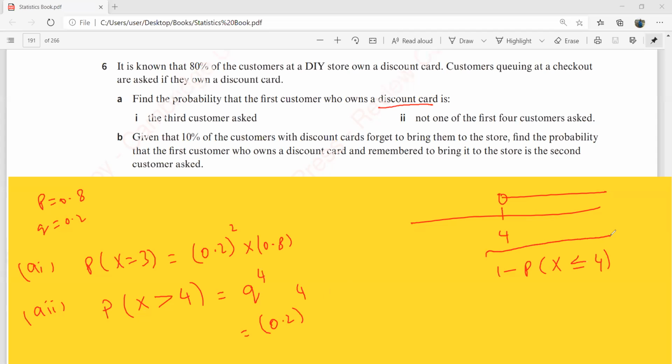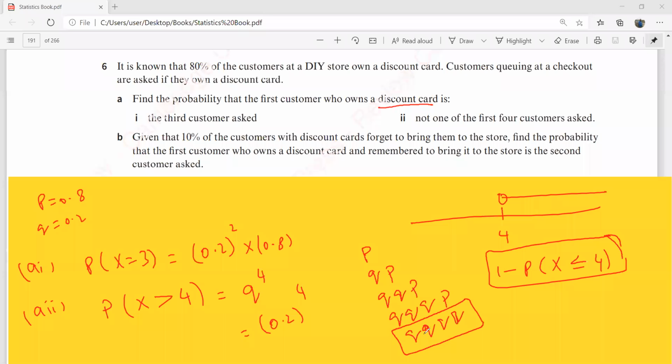We have done that, beta, because this is 1 minus probability X is less than or equal to 4. So that is why this is going to be Q raised to power 4. You see, the first one asked, he can have. The second one can have. The third one can have. The fourth one can have. Or all 4 didn't have the card. That is what we are doing right now here.